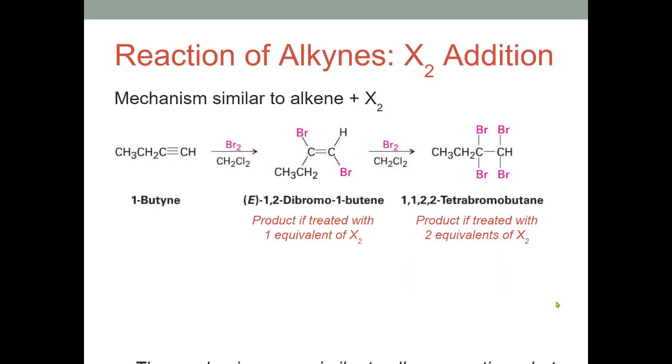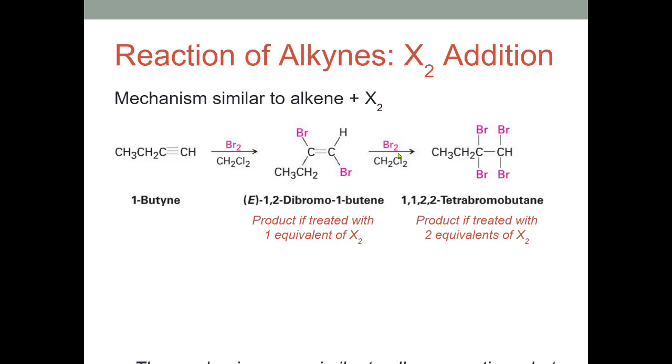X2 addition, likewise, proceeds by the same kind of process as in the alkene scenario. So we still go through an anti-addition. So here's our alkyne reacting with Br2 and some organic solvent. We get the anti-addition. And so by naming standards, we would say now this alkene is the E form of our 1,2 dihalide. It's because one bromine added one side of that unsaturation and the other one added to the other side. Second equivalent of bromine does the same thing.